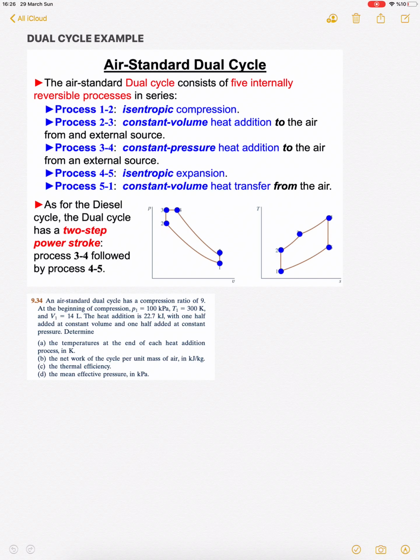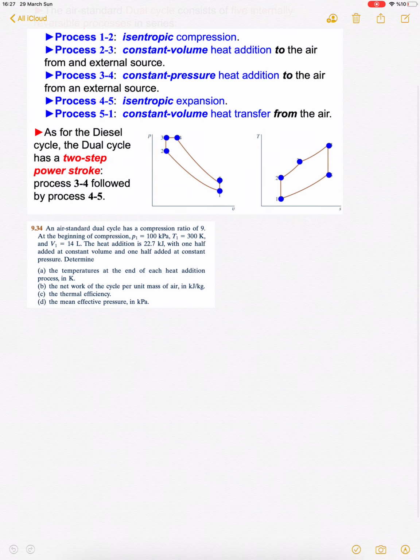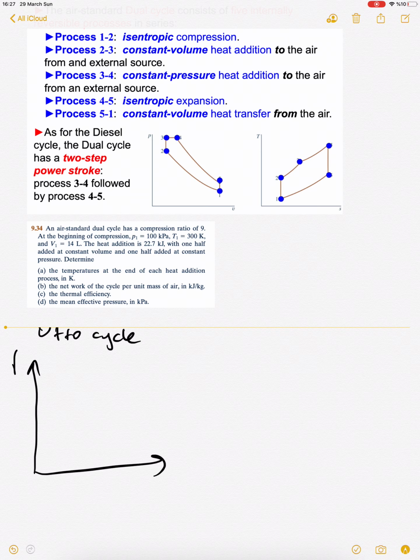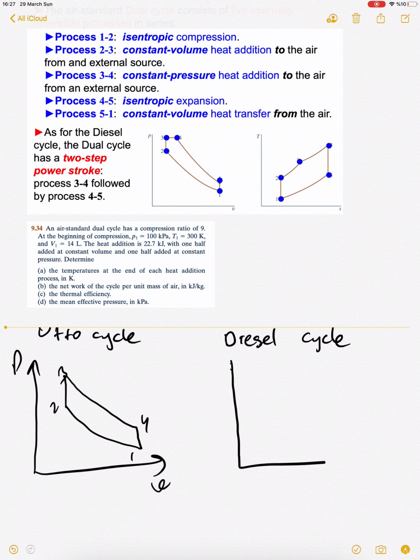Our third example is about air standard dual cycle. Now we have covered Otto cycle and diesel cycle, and we said that in the Otto cycle, this is the PV diagram, we have compression and heat addition at constant volume. So heat addition occurs at constant volume.